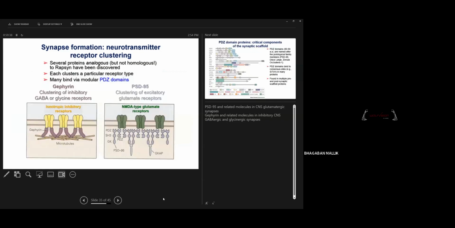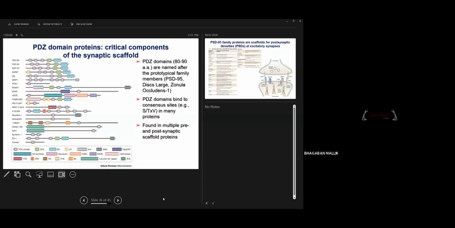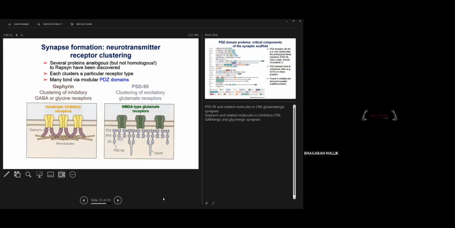Okay. So again, I'm showing another type of inhibitory synapse I was talking about in the previous slide. This is an inhibitory synapse, a GABAergic inhibitory synapse or glycine inhibitory synapse. So you require gephyrin for clustering of this glycine receptor or GABAergic receptor in the CNS. Or in the excitatory synapse in the CNS, you require PSD95 or PDZ. So here, PDZ-containing proteins are required for the clustering of this NMDA-type glutamate receptor in the CNS.